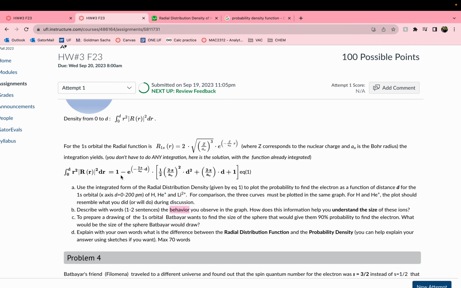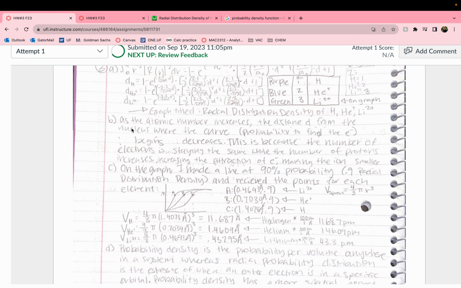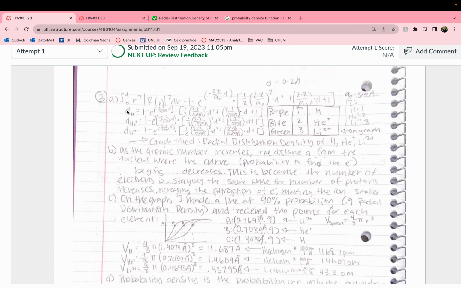Part C asks, if Bat Beyer were to find the size of the sphere that would give him 90% probability to find the electron, what size he would want to draw. To solve this problem, it's giving us, essentially, the probability density as 0.9, or 90% probability. To solve this with math, I would put the 0.9 here and solve for D. But none of the calculators, this is a pitfall, would spit out an answer that I was looking for.